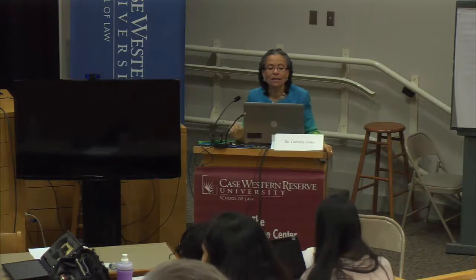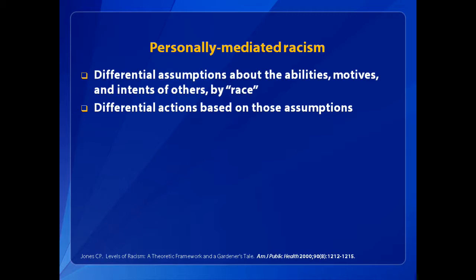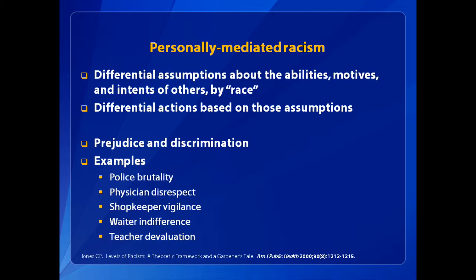The second level of racism, personally mediated racism, which in this symposium setting we are calling interpersonal racism, but I call it personally mediated racism because I am still clear that racism is a system. So this is the system mediated through people. My definition is differential assumptions about the abilities, motives, and intents of others by race, and then differential actions based on those assumptions. That's what most people think of when they hear the word racism, the different idea, the prejudice, and the different action, the discrimination. And so when we talk about racial bias and racial discrimination, I sort of subset it as a part of racism. Examples of how this could impact you and your health.